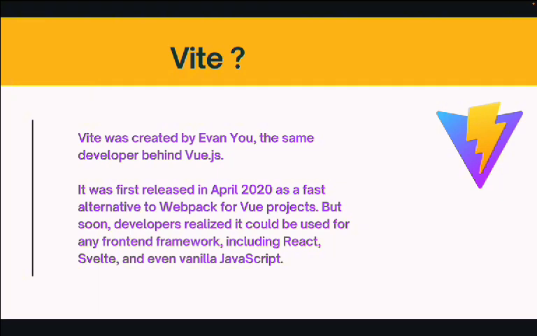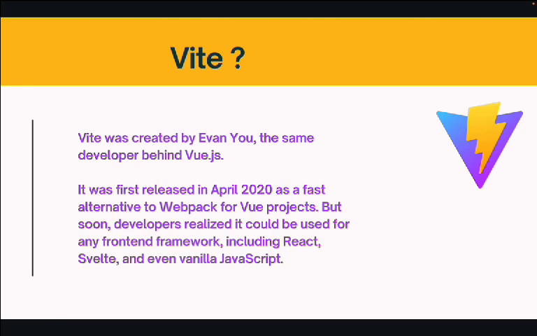So what is Vite? Vite is basically an alternative for tools like Create React App. It was created by Evan You, the same developer who built Vue.js. It is a very fast build tool for front-end projects, and of course it's an alternative for tools like Create React App, Webpack, Parcel, and many other tools, and it was built for modern web development workflow.